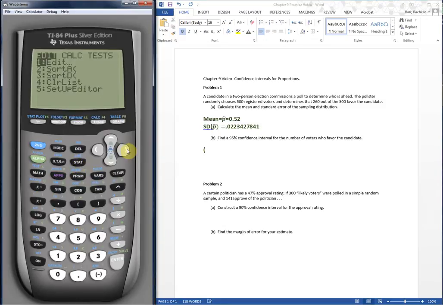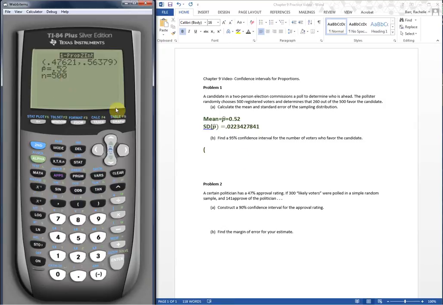So let's go ahead and hit the stat key and go over to the test menu. In here you're going to see lots of tests, some of which we will use in the next video for doing actual tests. But for now we want the one prop z interval. We're going to go ahead and hit enter here. It asks, how many successes did you get? Well, I had 260. And how many people did I ask? Well, I asked 500. And what confidence level do I want? I want 95%. Let's go ahead and hit enter.